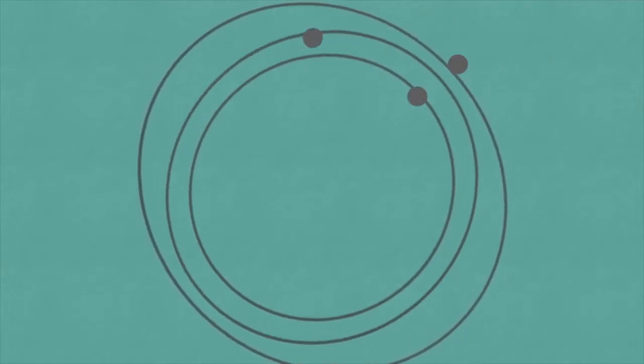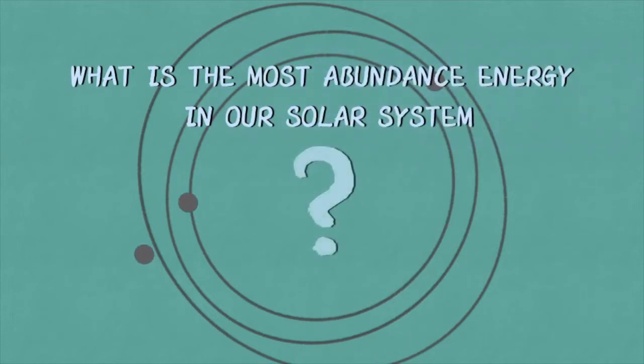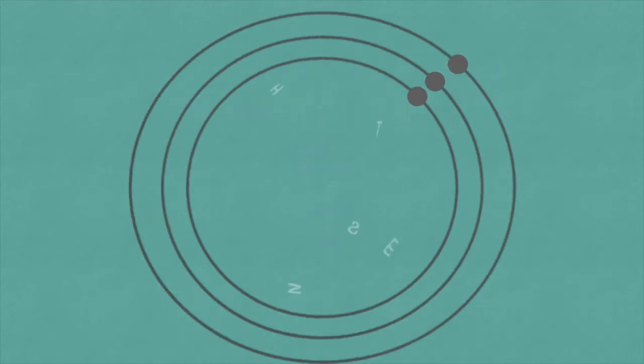Here comes a question for you. What is the most abundant energy source in our solar system? It is a million times bigger than the Earth, and without it, our planet would be a dark, cold rock. You guessed it. Yes, you're right. It is the incredible Sun.